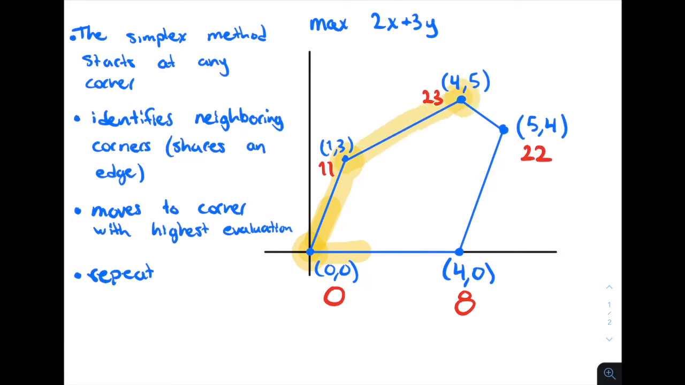If we started at a different corner, we could do the same process, identify the neighbors, and move to the neighbor that evaluates larger. Identify the two neighbors, move to the neighbor that evaluates larger. Here, regardless of where we start, we'll end up at the corner 4, 5, which evaluates to 23.